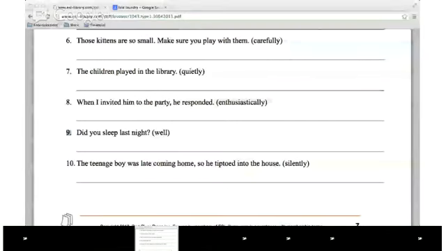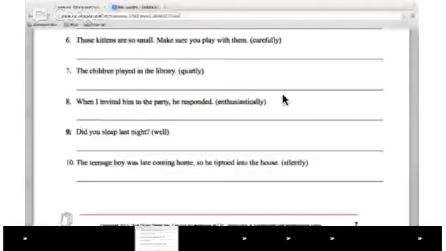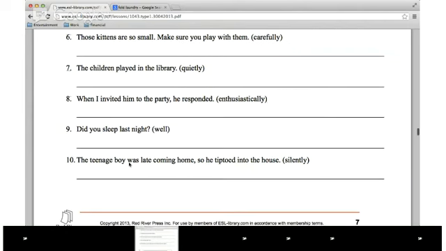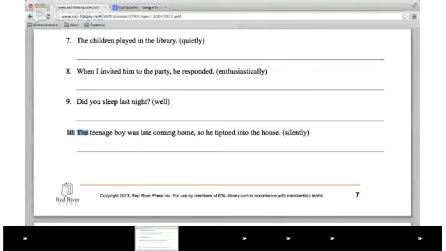All right. Number 9. Number 9 is for Carlos. Did you sleep well last night? Excellent. Did you sleep well last night? Now, this is the only way you can say that. Well cannot go in front, and it cannot go at the end of the sentence. All right. Did you sleep well last night? Very good. All right, and our last one here, number 10.